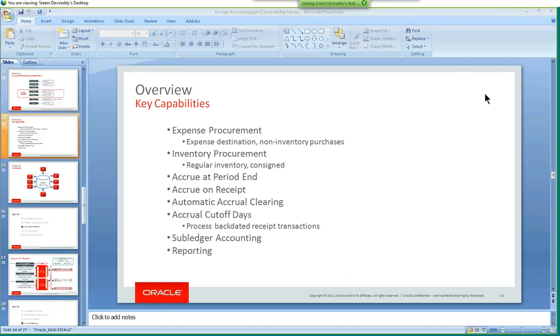So how about PPV and IPV? I just answered that. PPV and IPV would not result in any accrual reconciliation issues. The PPV or IPV, both of them will flow into inventory.